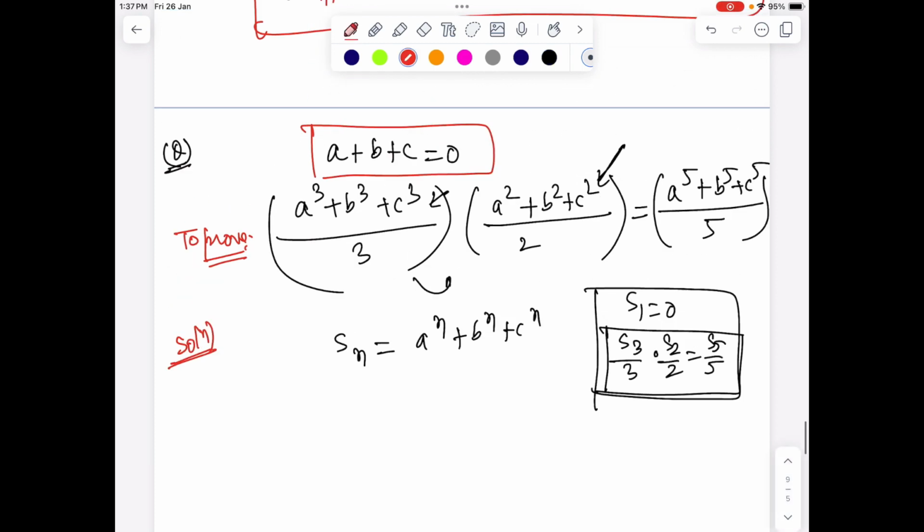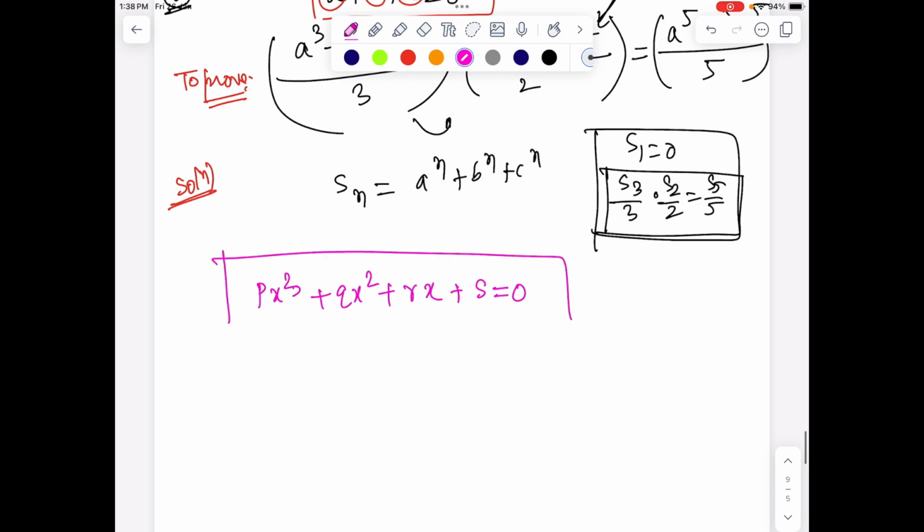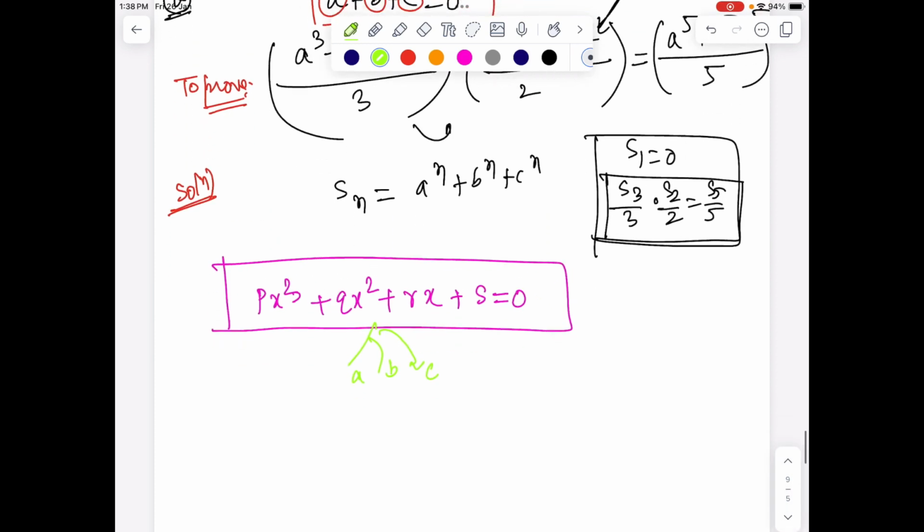Now S1 equal to 0 reminds us of a cubic expression, because it feels like there is a cubic expression whose roots are a, b, c such that the sum of roots is 0. So let's start with the general cubic expression, say px cube plus qx square plus rx plus s equals 0. If a, b, c are the roots of this equation, then according to the question, a plus b plus c must be 0.